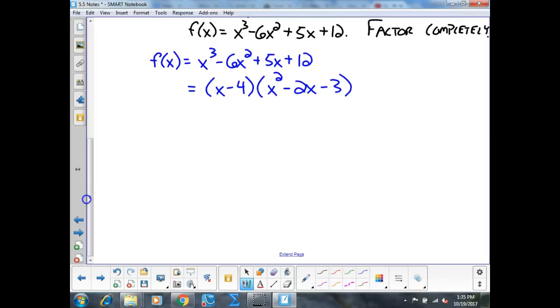You're going to be using something called the factor theorem to determine that. We're taking the degree 3 numerator down to a degree 2 quotient: x squared minus 2x minus 3. So now I want to write that answer as factors. f of x in completely factored form is x minus 4 times x minus 3 times x plus 1.